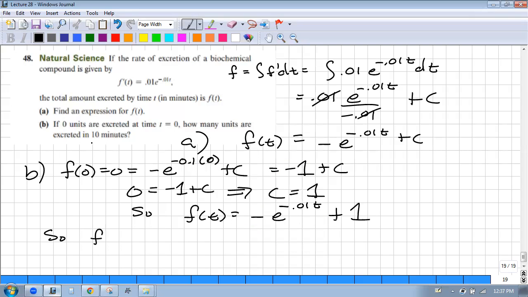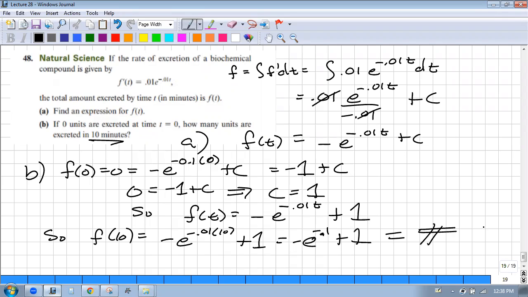So for 10 minutes later, f of 10 would be negative e to the minus 0.01 times 10 plus 1, or negative e to the 0.1, since 0.01 times 10 is 0.1, plus 1. Plug it into your calculator and you get a number. Questions? Let's see if we can find a harder one.